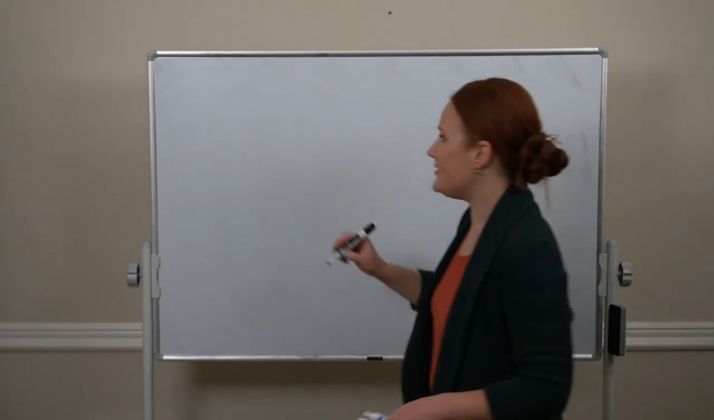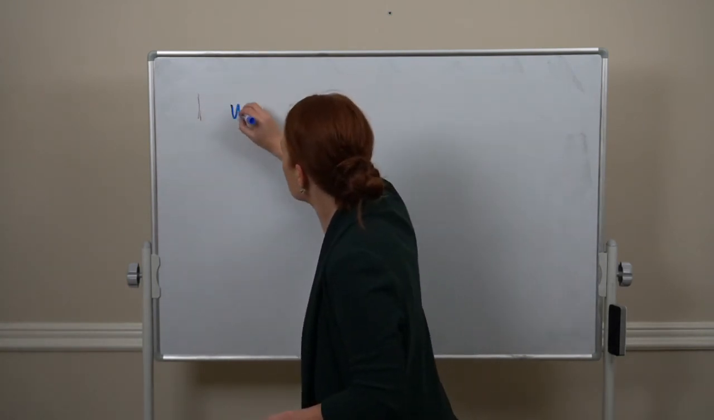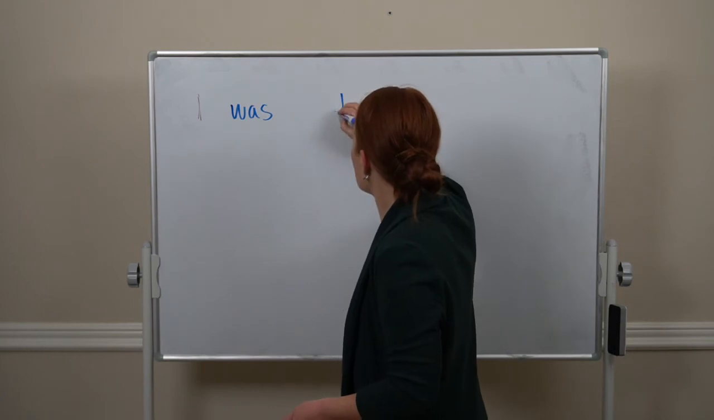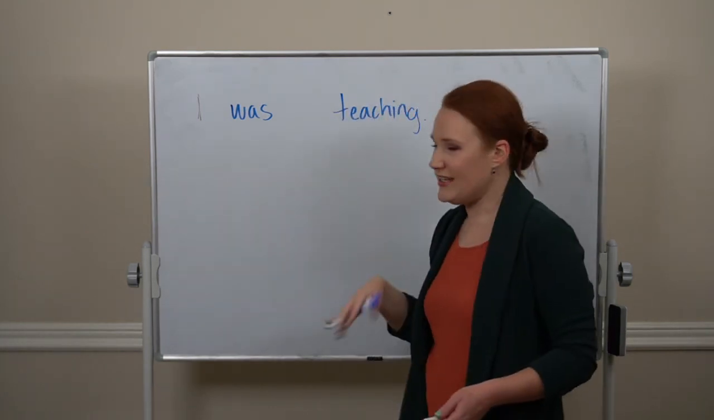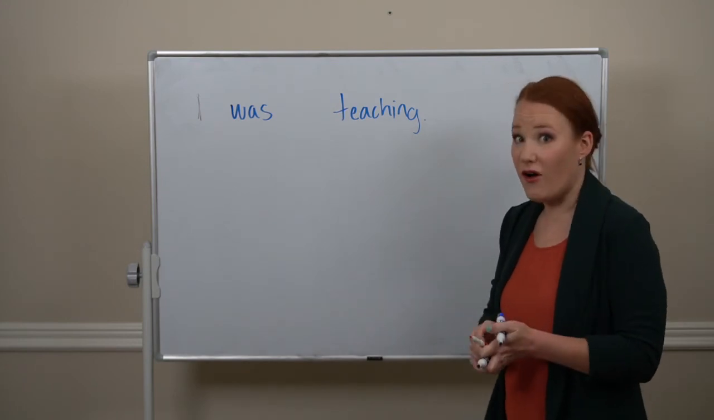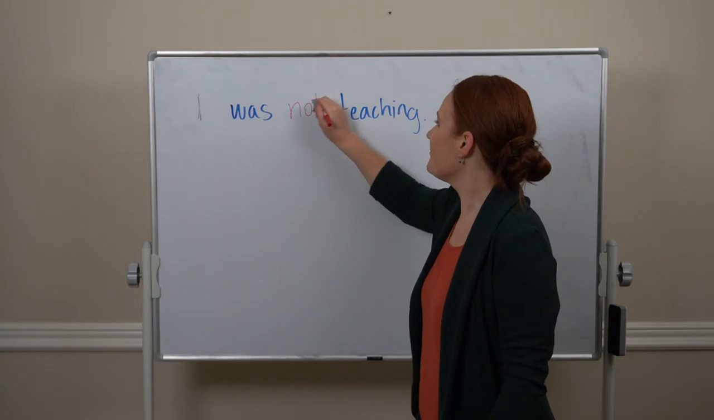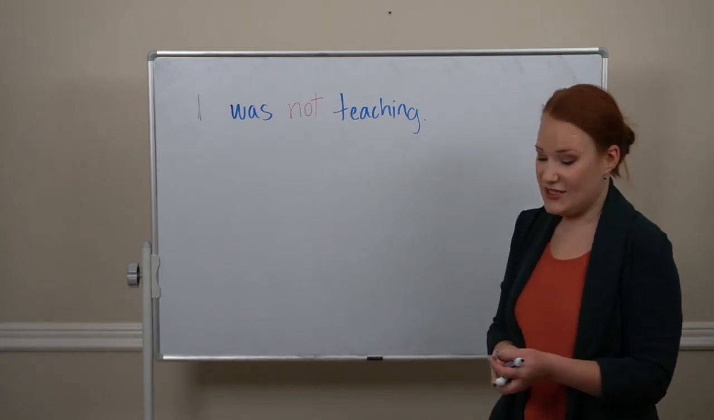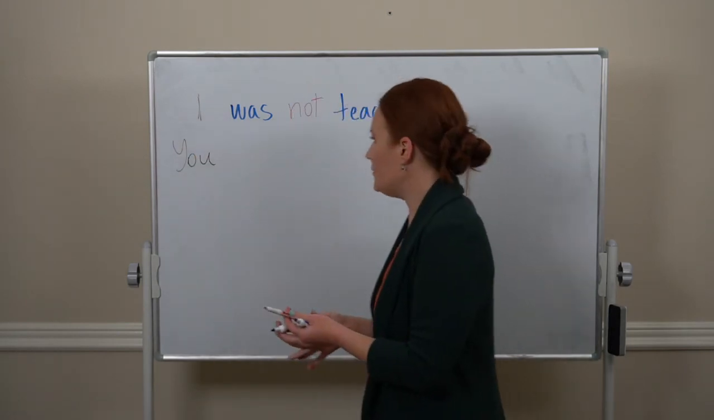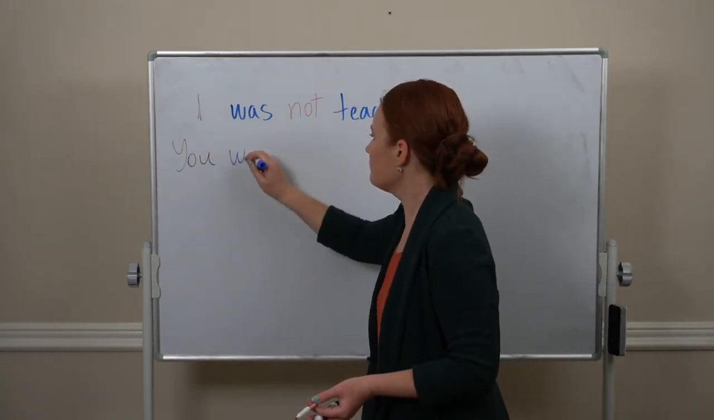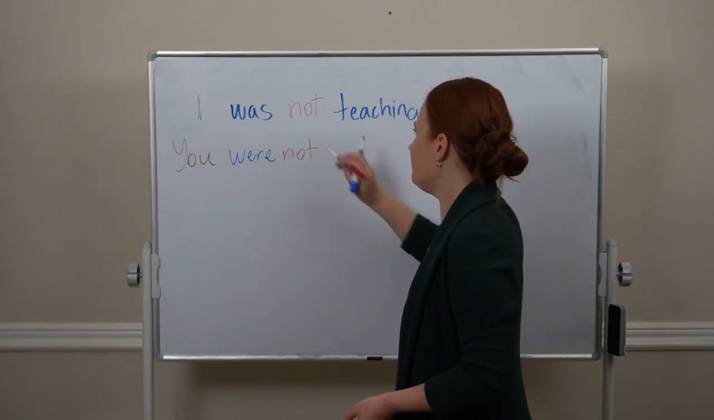So to make a sentence negative, we don't need to add do or does. We already have the auxiliary verb. We'll just add not. I was not teaching. You were not sleeping.